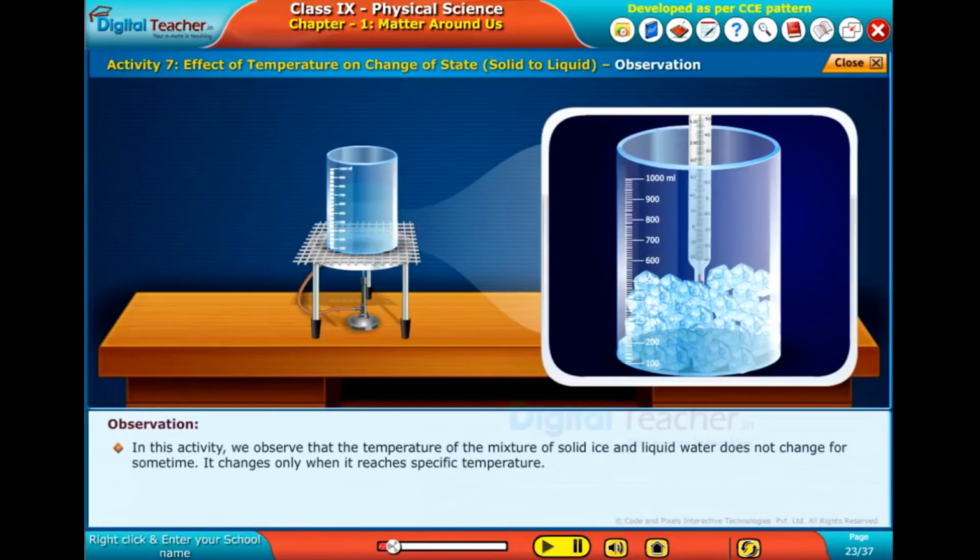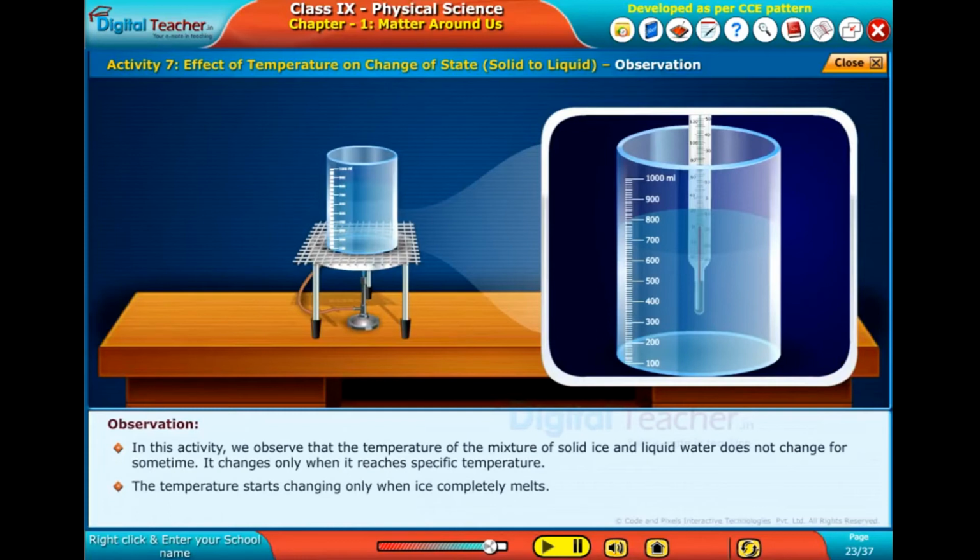In this activity, we observe that the temperature of the mixture of solid ice and liquid water does not change for some time. It changes only when it reaches a specific temperature. The temperature starts changing only when ice completely melts.